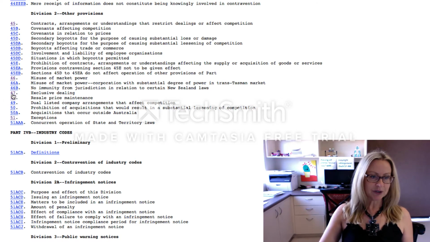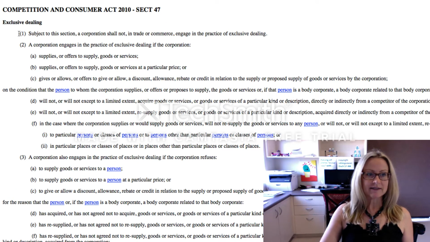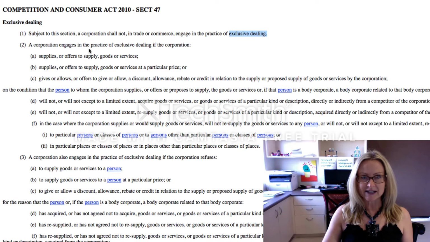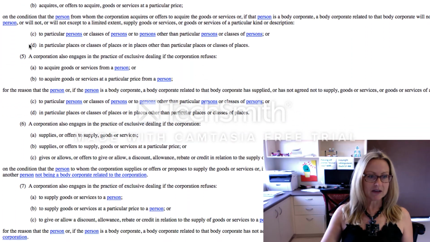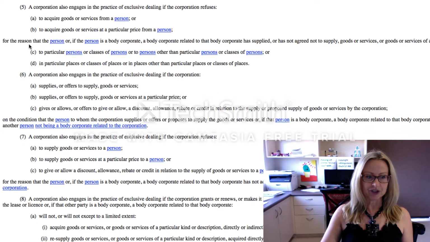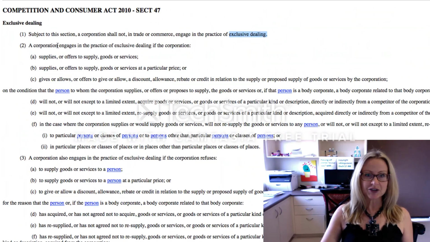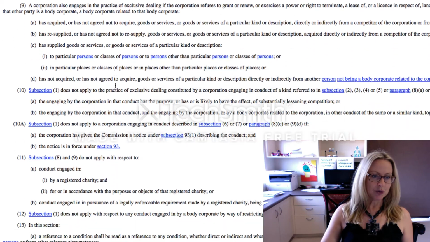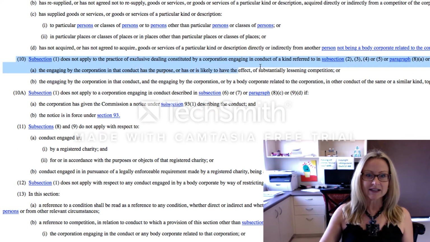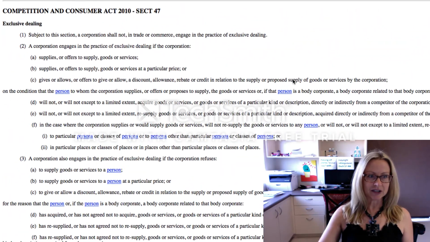So if we go down to 47, exclusive dealing, we will see that the main prohibition against exclusive dealing is in subsection 1, and then it leads naturally to the question of, well, what exactly is exclusive dealing? And that is fleshed out in the following paragraphs of this provision. You will note, even if you do engage in the practice of exclusive dealing, it's not going to contravene Section 47 unless you also satisfy subsection 10, and that conduct will need to substantially lessen competition. Okay, so exclusive dealing.